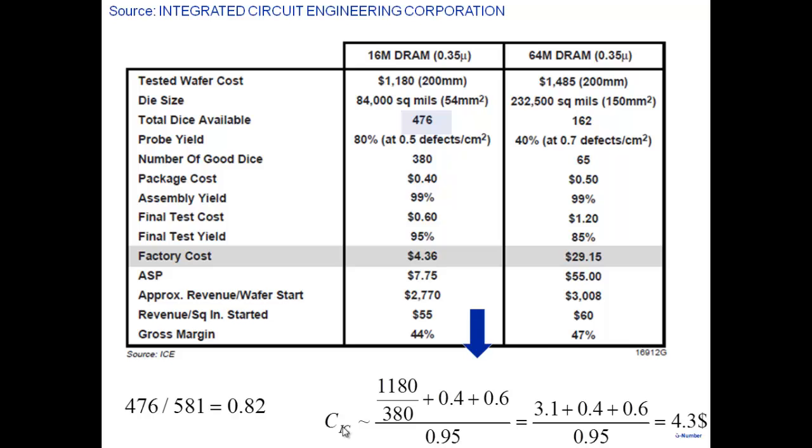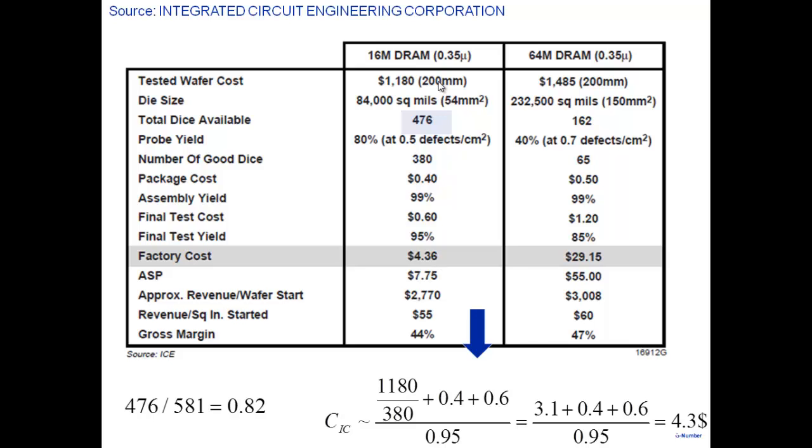So you can see, we said there are 3 components. This is the wafer cost divided by the total number of dies that you get, 380. Packaging cost, testing cost divided by final test yield, 0.95, and you get what? $4.3. All right, so that's the cost here.